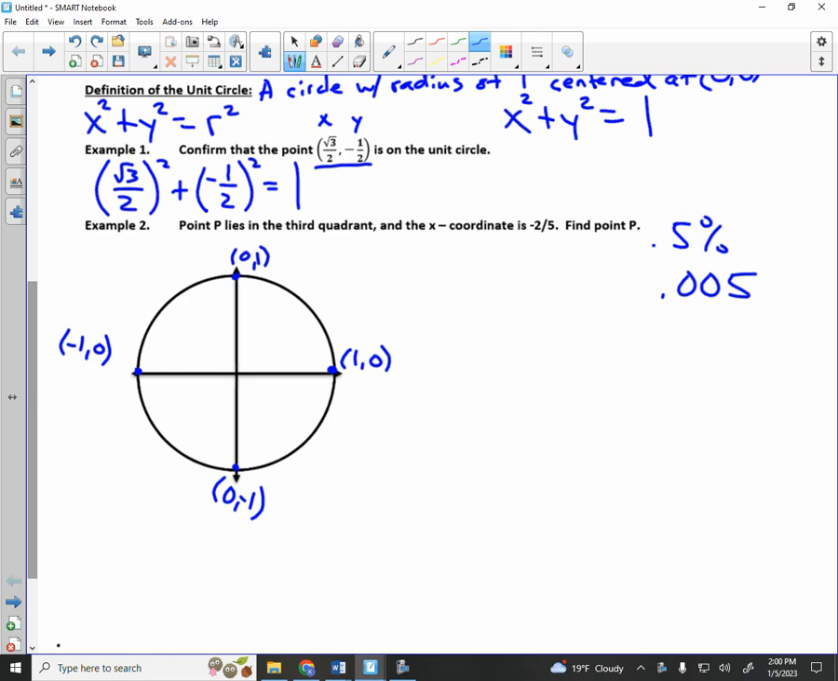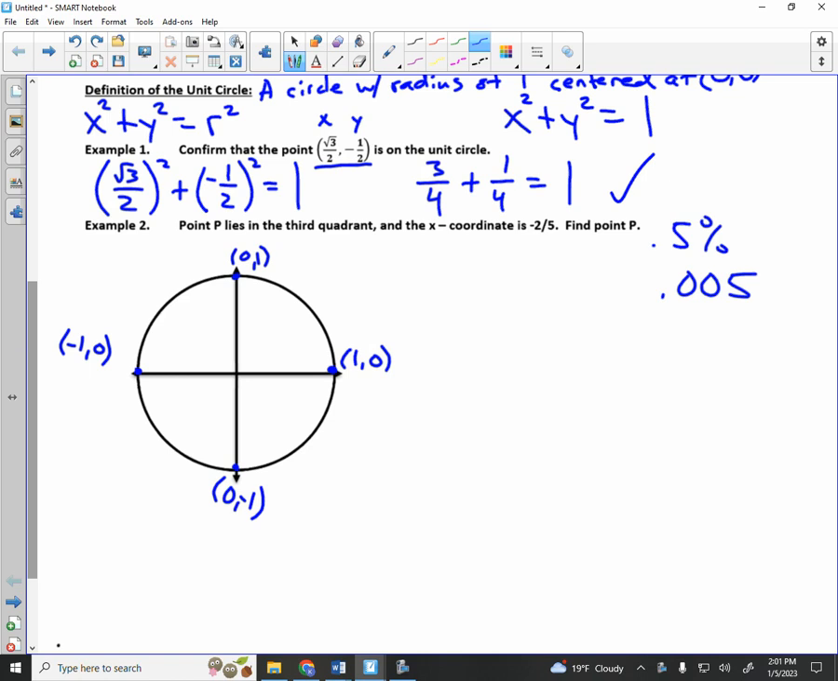What do you get if you square the root of 3 over 2? 3 over 4. Square the top, we get 3. Square the bottom, we get 4. What do you get if you square -1/2? 1/4. Is 3/4 plus 1/4 equal to 1? So we have confirmed that root of 3 over 2, negative 1/2 is a point on the unit circle.